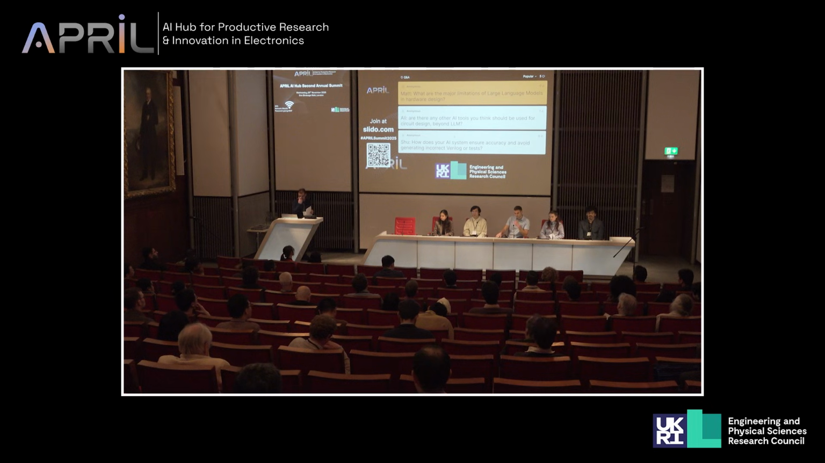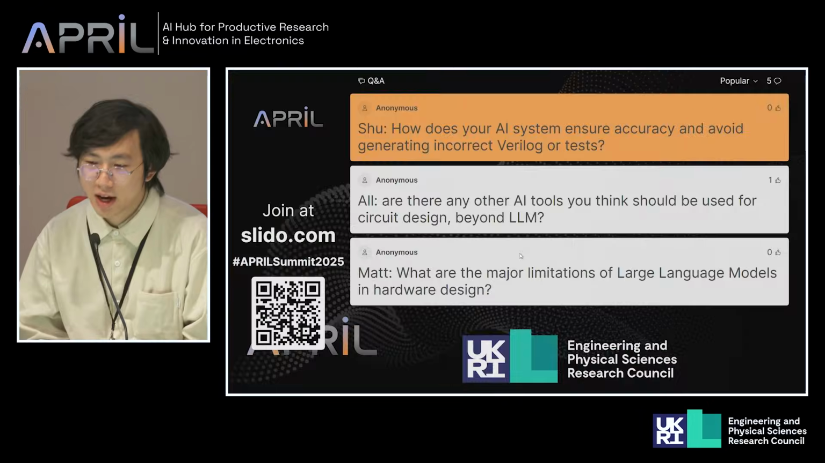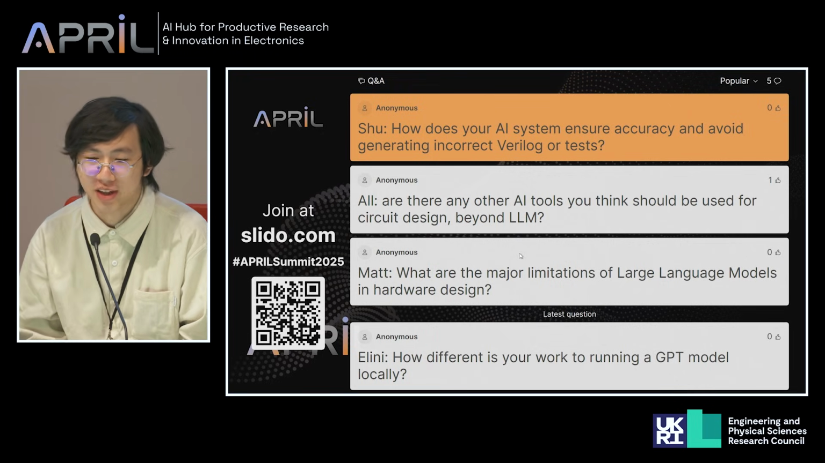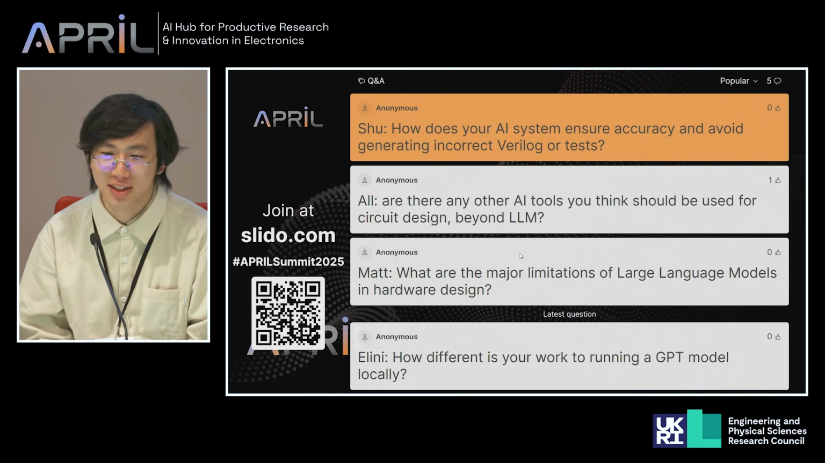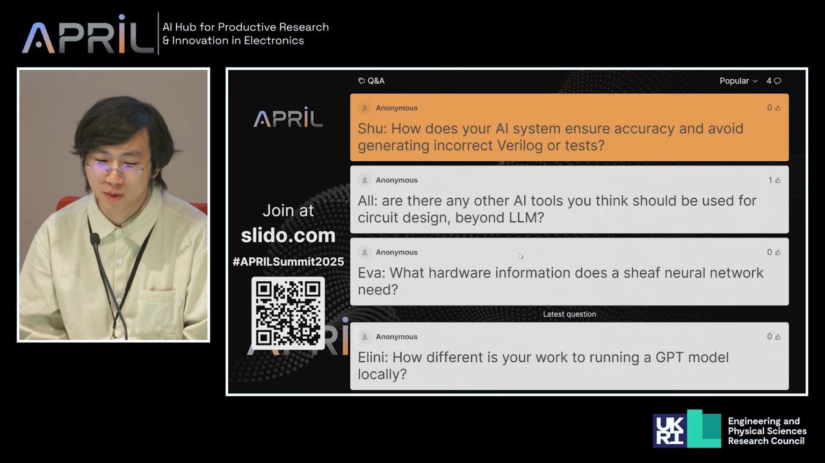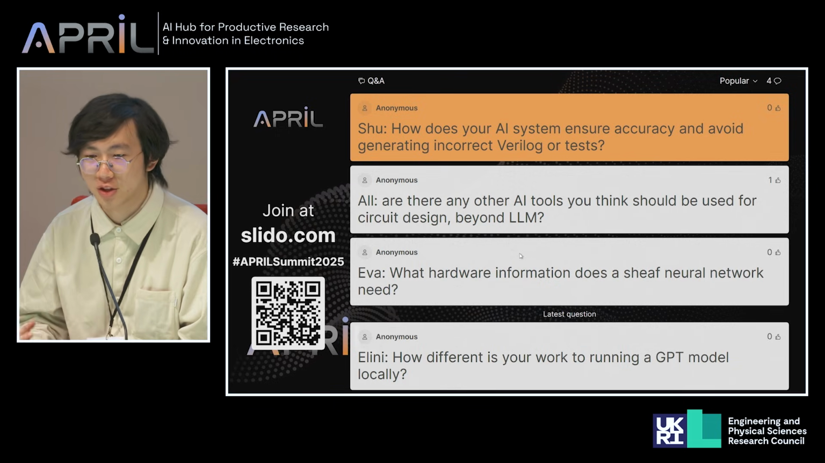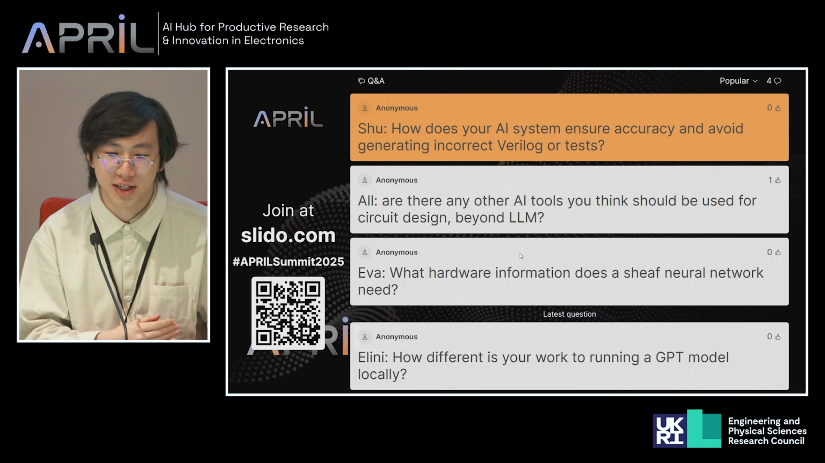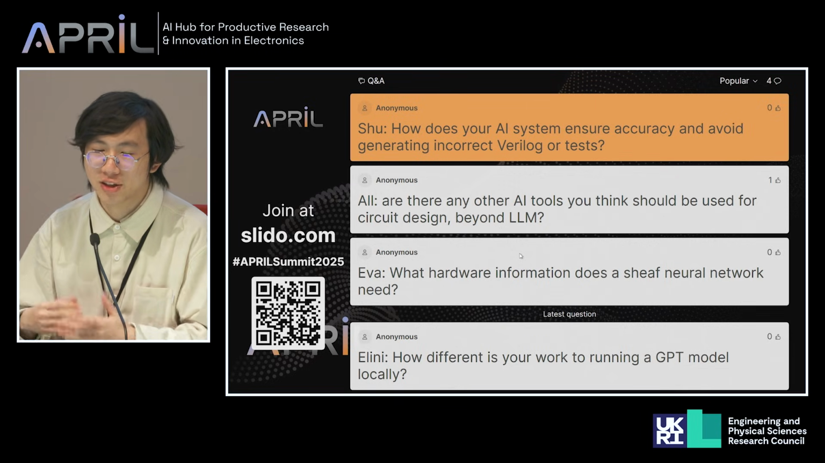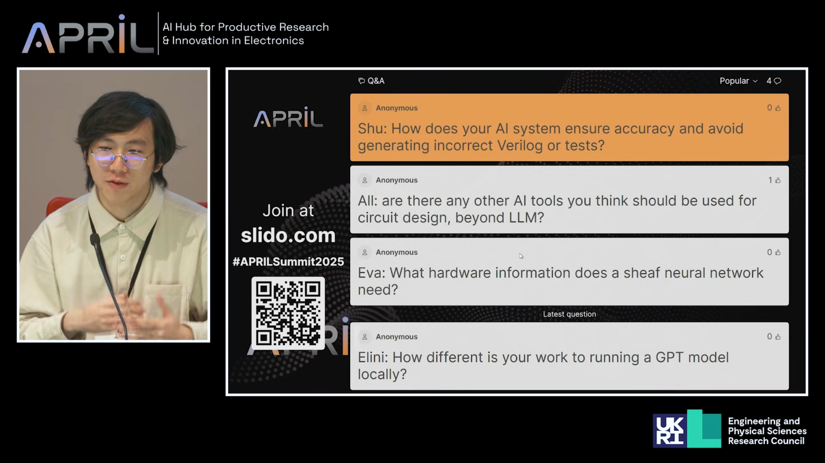Okay, thanks. I will take the next one for Sue. How does your AI system ensure accuracy and avoid generating incorrect Verilog or tests? Yeah, I have to admit that for a large language model, it's quite impossible to make sure that it 100% generates correct output or what the task that we want. But here I use tools to enforce some specific constraints, to reject some of the incorrect scripts. At the same time, I introduce another supervision, like another large language model agent, to revise if it's going correctly.